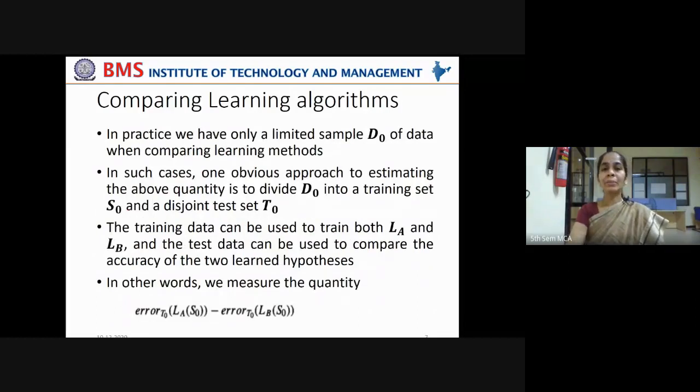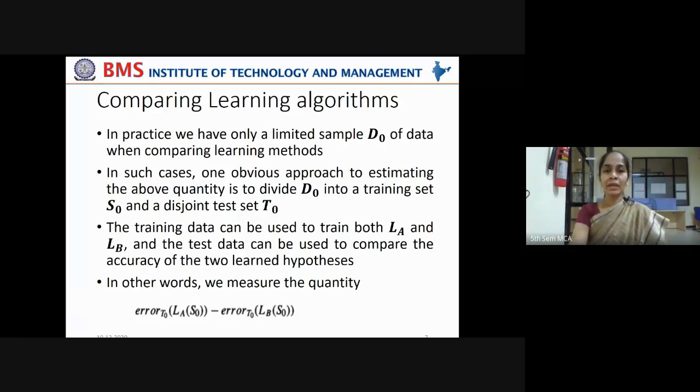Got it? Now, in practice, we have only a limited sample D naught of data when comparing learning methods. Sometimes we may not have 2 lakh data points in the sample, or sometimes we may not have even 100 data points in the sample. We may have very few data points. In that case, we can perform this cross-validation task. When the number of training examples is very small, you have different techniques that you can approach.